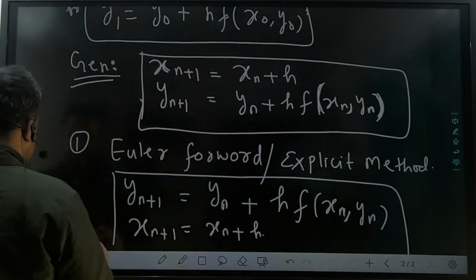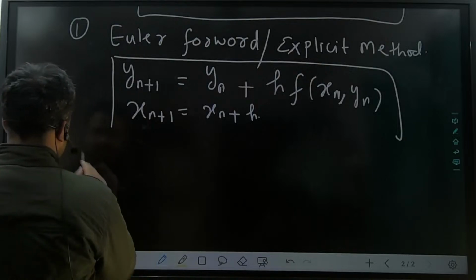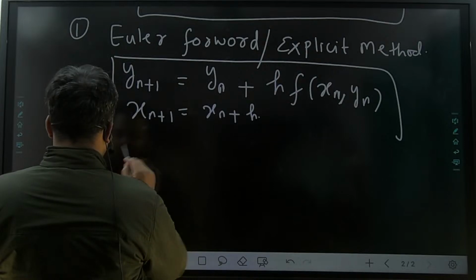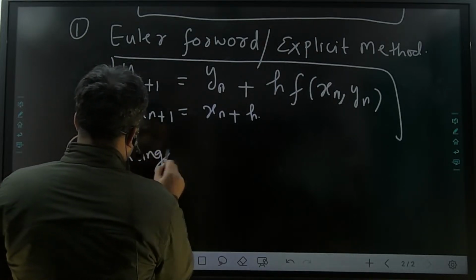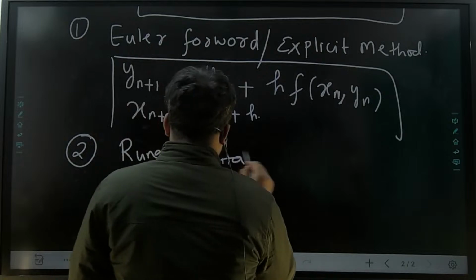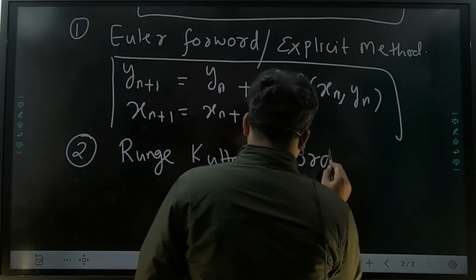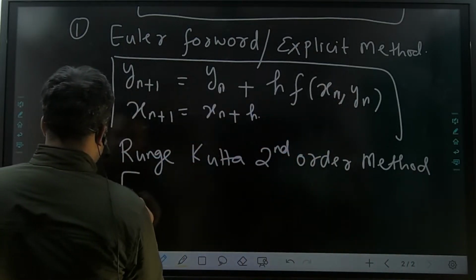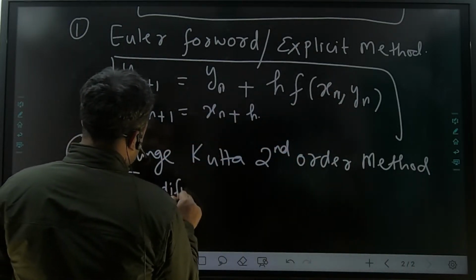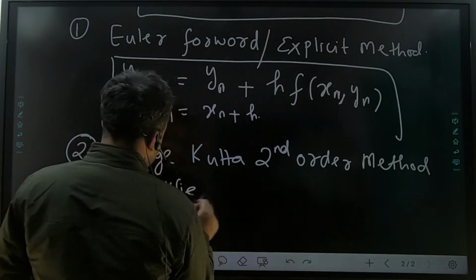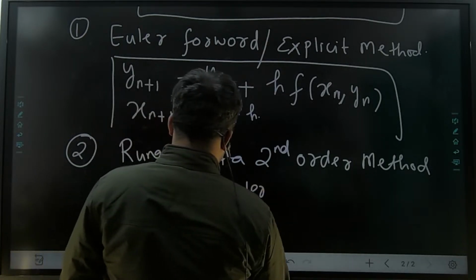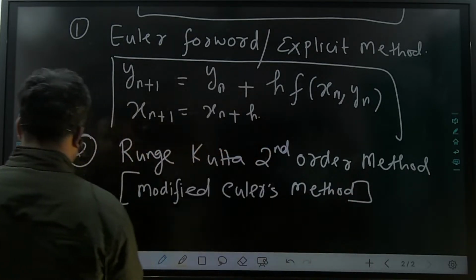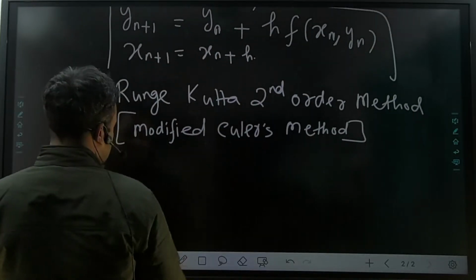The second method is the Runge-Kutta second order method. First is the Euler forward method, the Euler explicit method or forward explicit method. Second is the Runge-Kutta second order method. This is also called the modified Euler's method. Right, this is also asked in GATE.